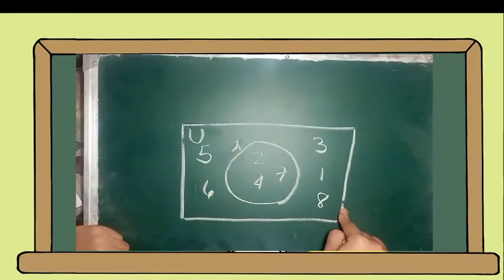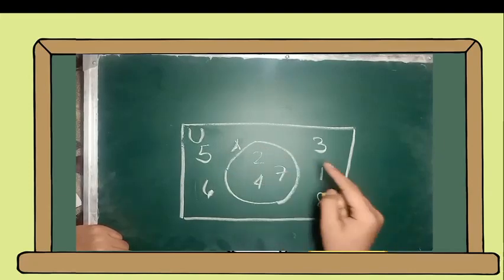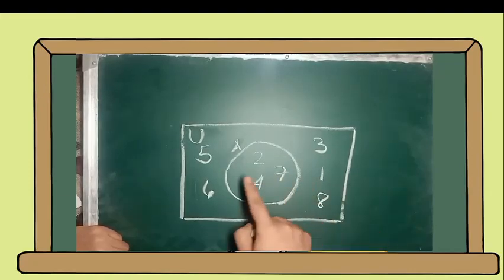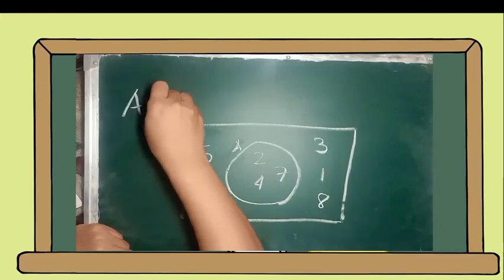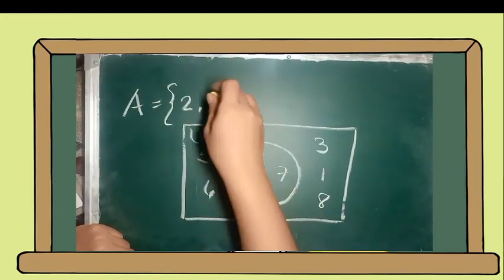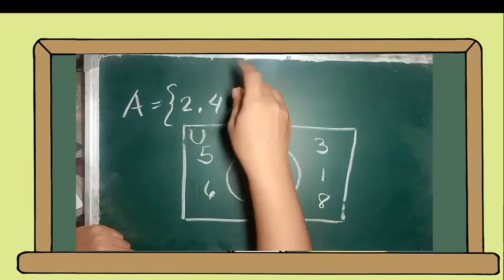In this figure, makikita nyo na meron tayong isang shape na nasa loob. So, remember na ang mga shape ay nagre-represent ng sets. So, dito, meron kang set A with elements 2, 4, 7.